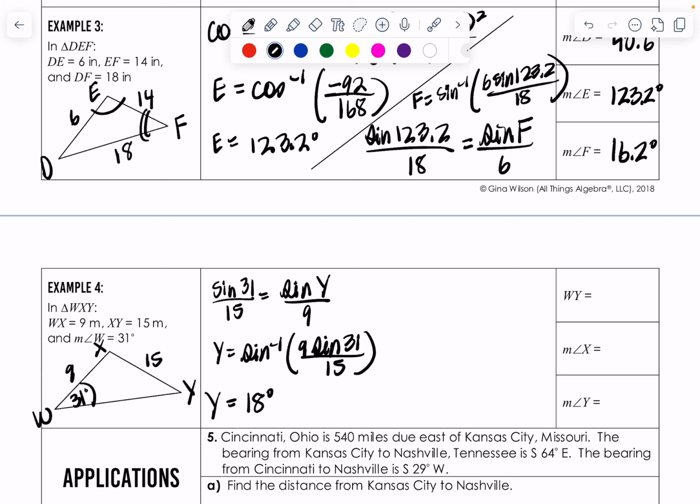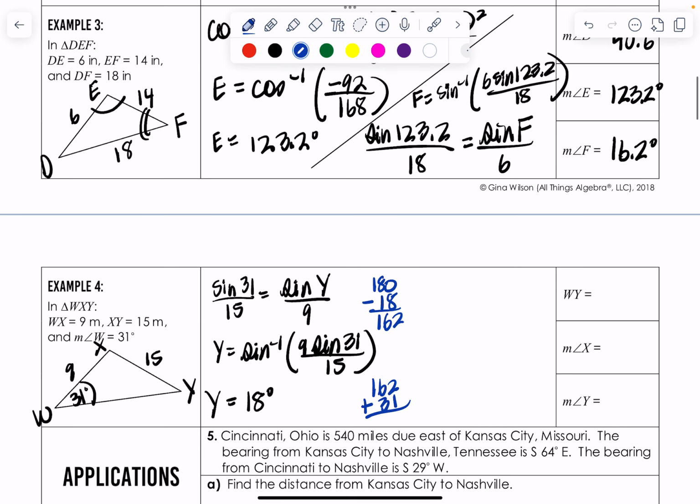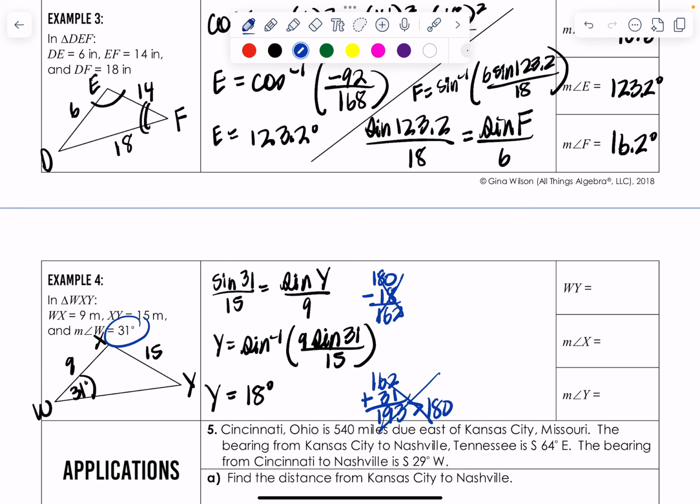So remember, we have to check, is there another one? So basically I say 180 minus my 18, and that gives me 162. But notice 162 plus the 31 that's in the problem originally is greater than 180 degrees, because that's 193. So that one doesn't work. So I know there's no second one here. So angle Y is 18.